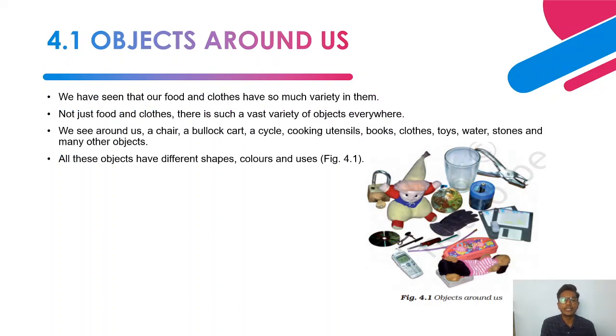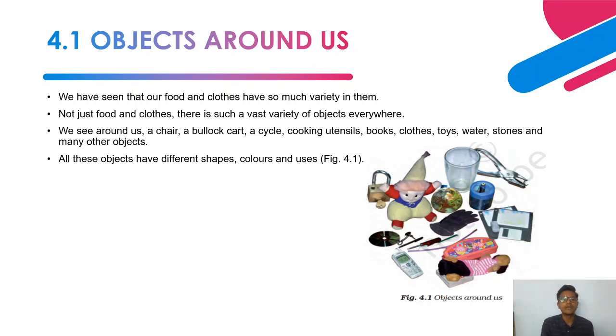Starting with the objects around us. We have seen that our food and clothes have so much variety in them. We have seen in chapter number 3 and chapter number 2 about clothes and food respectively. Not just foods and clothes, there is such a vast variety of objects everywhere. Surrounding us, there are many objects we can see. We see around us chair, bullock cart, cycle, cooking utensils, books, clothes, toys, water, stones, and many more other objects.